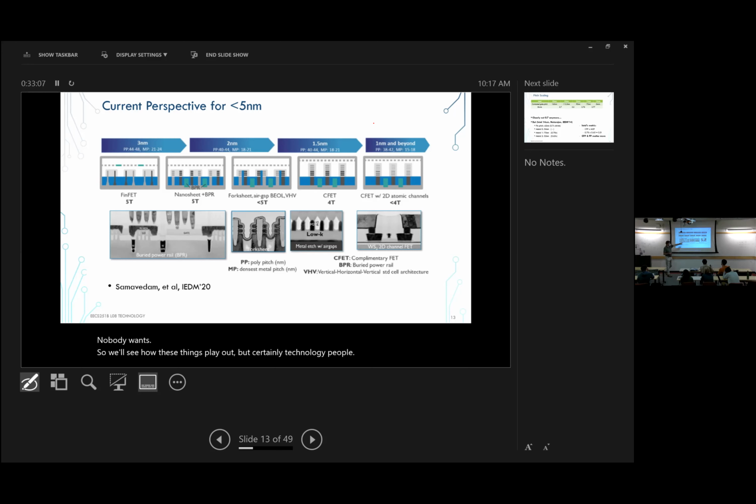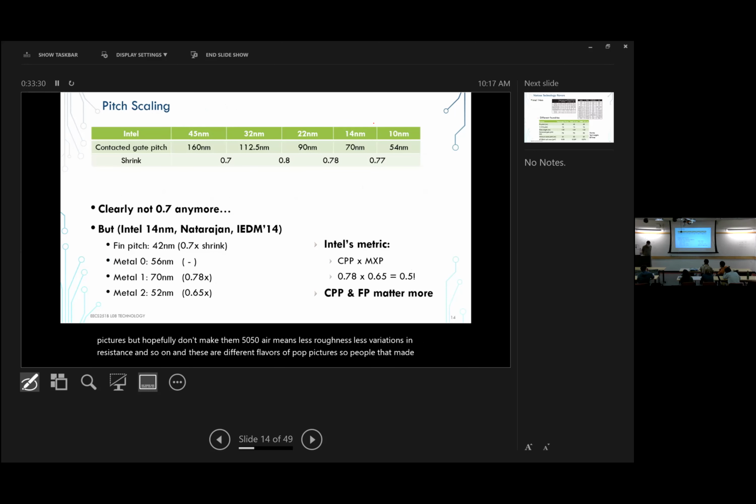So there are the pictures of what people have done. They are not picky, by the way, these pictures, but hopefully don't make them pickier. Pickier means less roughness, less variations in resistance and so on. And these are different flavors of pictures of what people made for complementary transistors. Okay. Any questions about this?